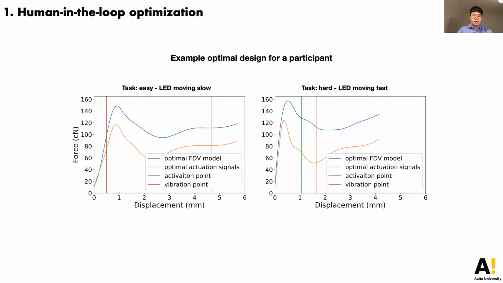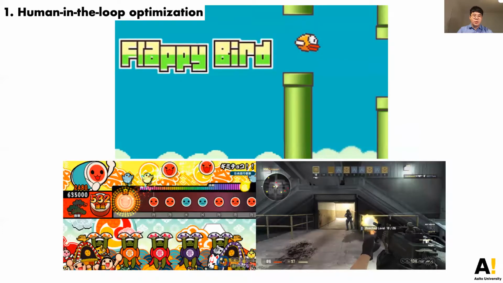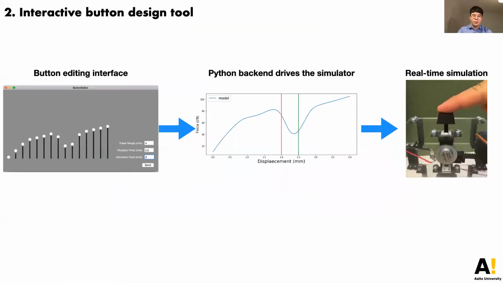This is a final button design with the Bayesian optimizer for a participant. You can see the tactility model is somewhat similar to a typical tactile button. This design is achieved fully by the optimizer. We then ran a 10-participant study over 2 difficulty levels, and it showed that the optimized button can beat all the baseline buttons. Such optimization for temporal pointing tasks can be helpful for any games that require temporal accuracy, such as music tempo games and first-person shooting games. Of course, we can define various goals to achieve other objectives as well.